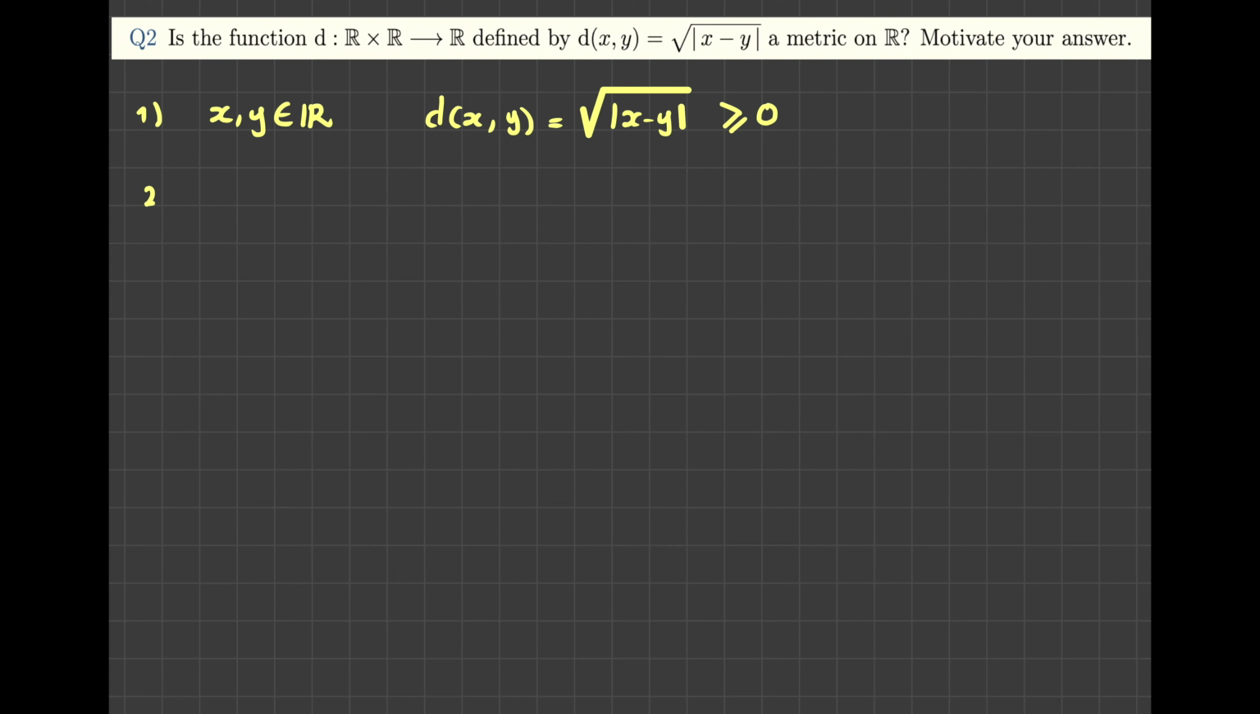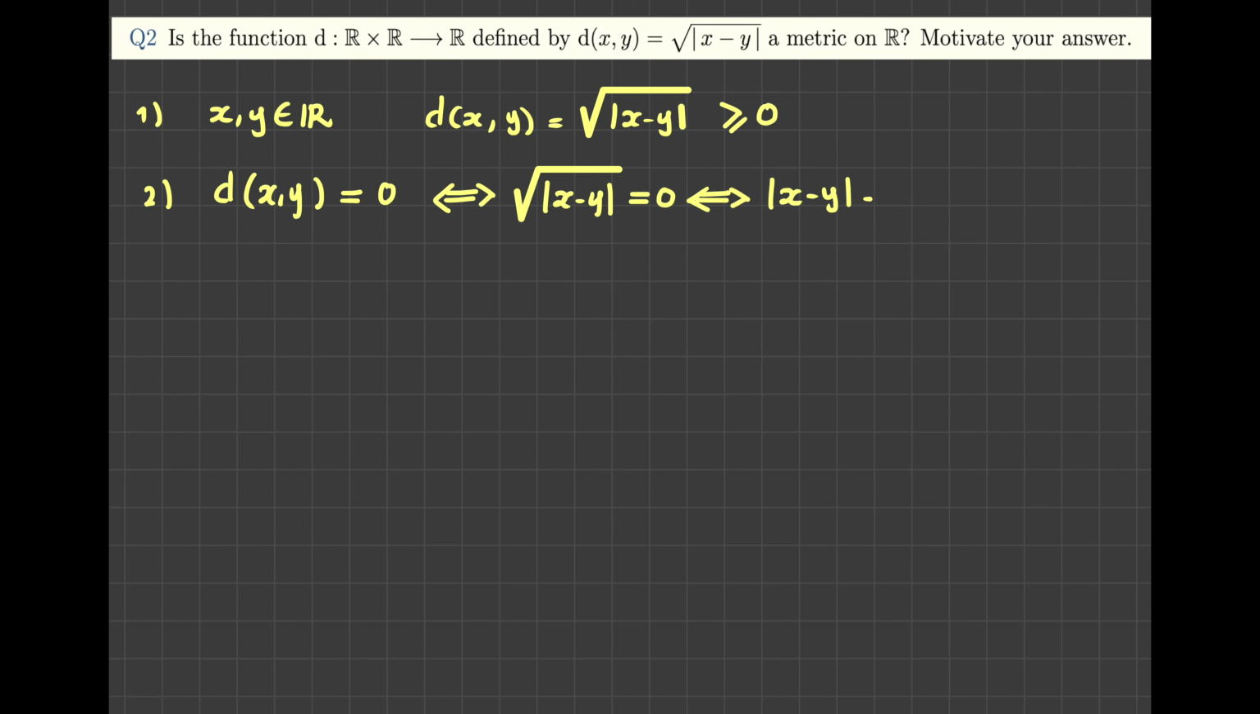For number 2, let x and y be in R, and suppose d(x,y) is equal to 0. This happens if and only if the square root of the absolute value of x minus y becomes 0, which also happens if and only if the absolute value of x minus y is equal to 0, and this happens if and only if x is equal to y. So the second property is also satisfied.